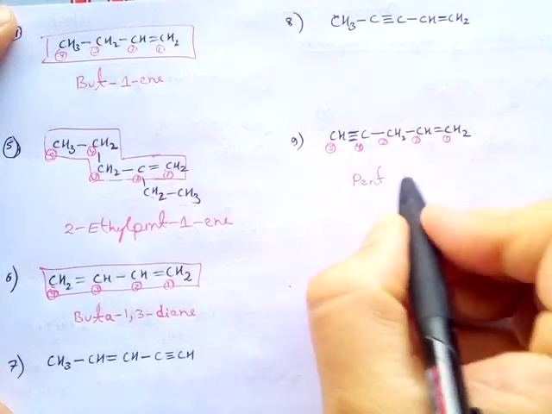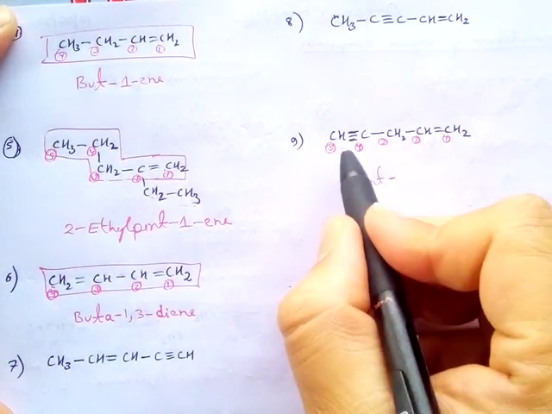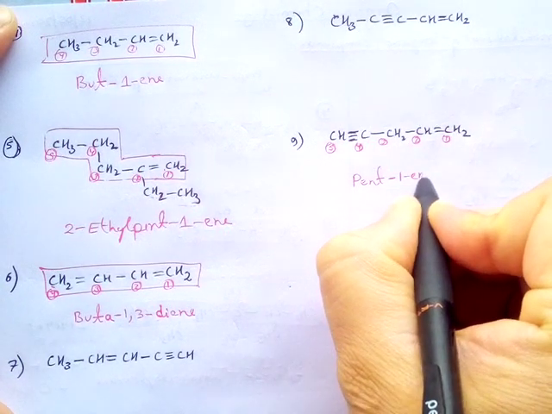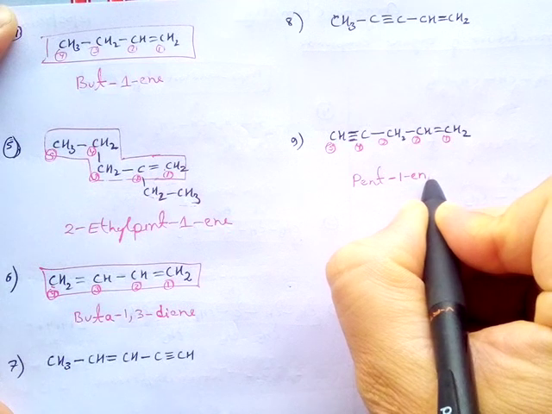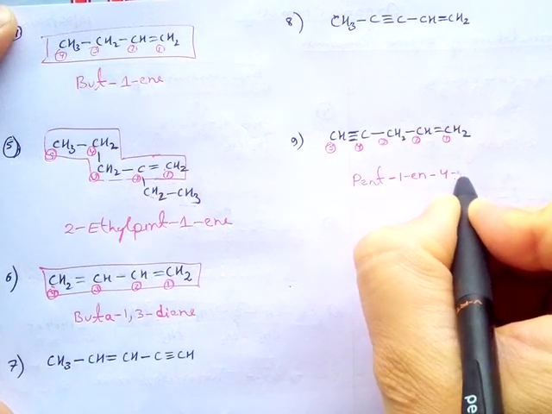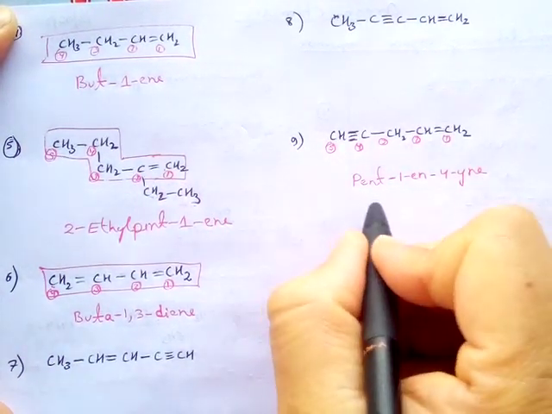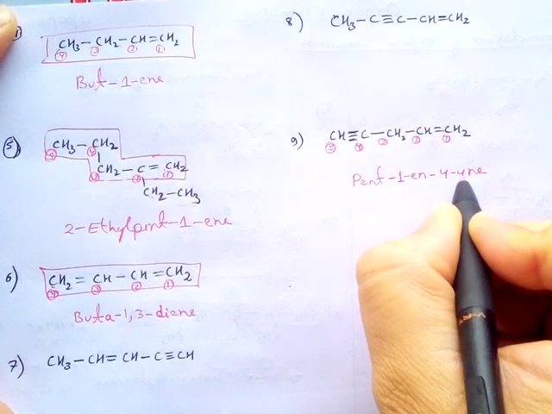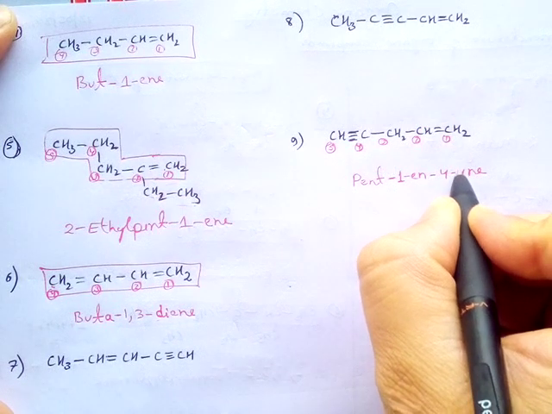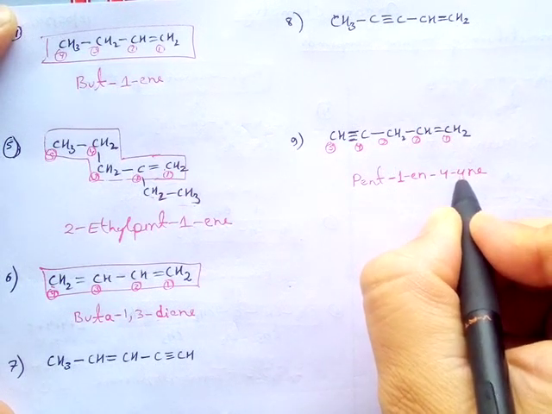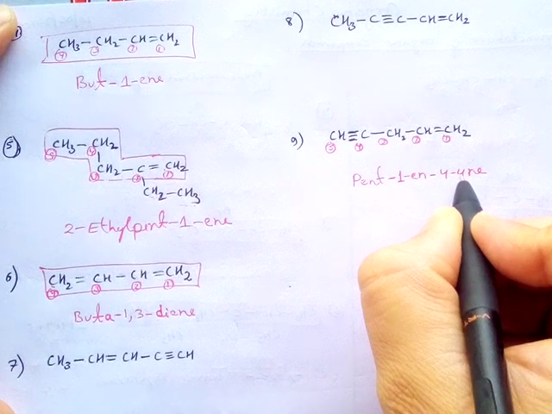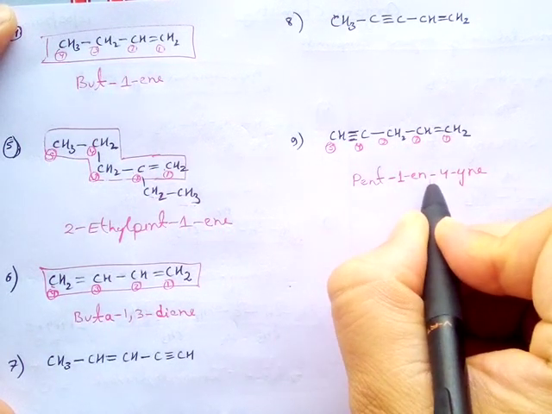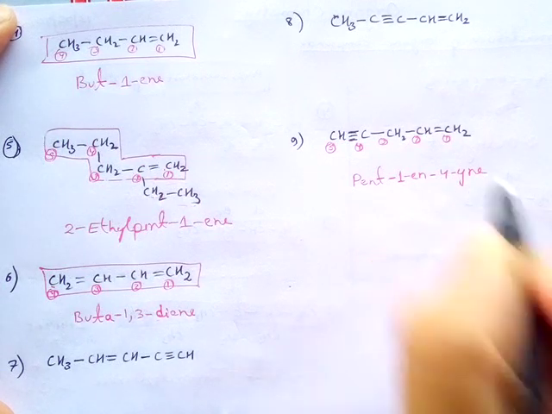PENT, the word root. Then first you have to write ENE, so 1-EN, and 4-YNE. So pent-1-en-4-yne. You have to omit E because Y is along with the vowel; if Y is also there, then you have to omit E. So pent-1-en-4-yne.